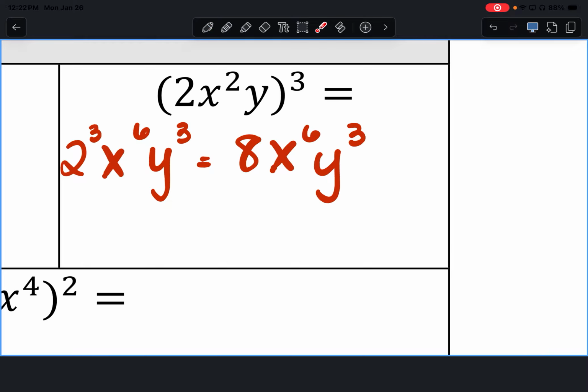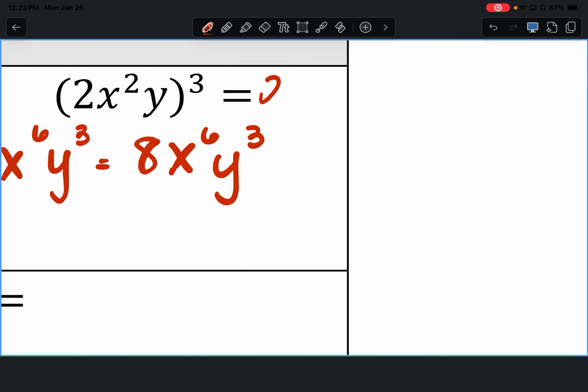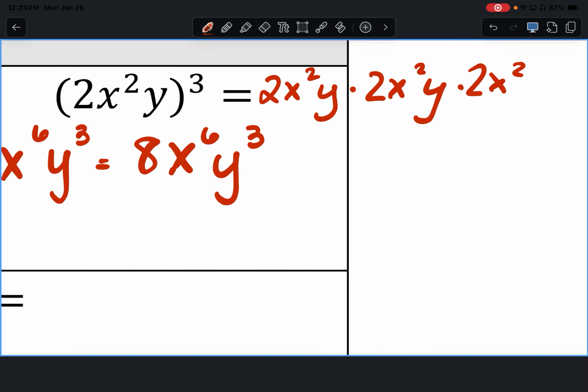The 2 in front of the x, so we're raising it to the power of 3. So it is saying 2 times 2 times 2. Because it is inside this parentheses right here, it is one of the things we have to cube. So what's actually happened is here we have 2x squared y times 2x squared y times 2x squared y. What is 2 times 2 times 2? 8. So that's where we get that from, okay?